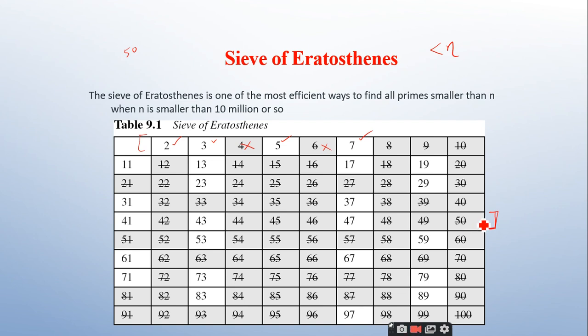So finally you will end up with a table which consists of numbers which are not primes and which are primes. So how many primes are there? 1, 2, 3, 4, 5, 6, 7, 8, 9, 10, 11, 12, 13, 14, 15. So the number of primes that are less than 50 is 15.